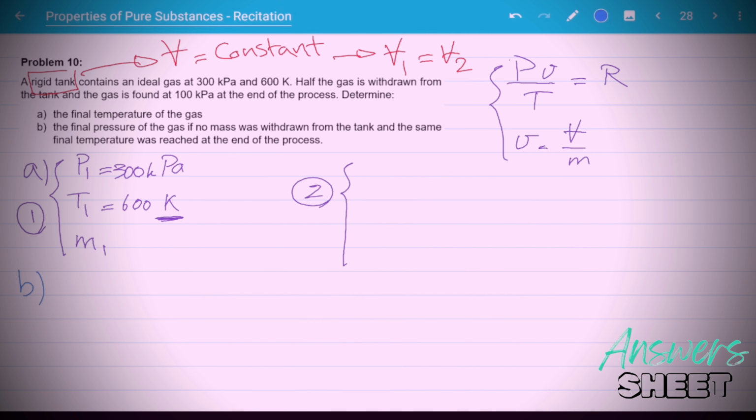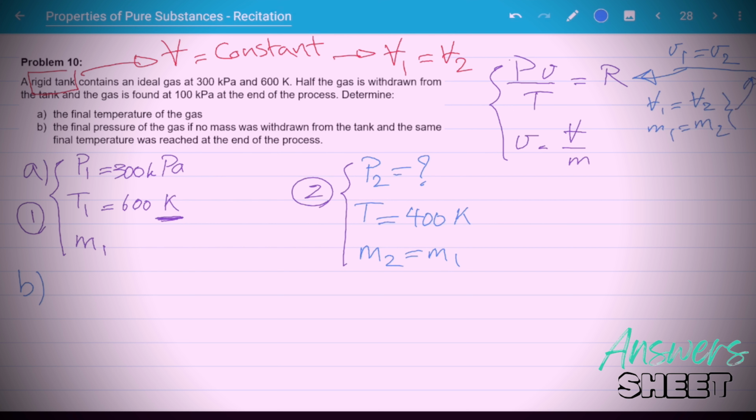Okay, so for part B, we are asked to find the final pressure if the final temperature is the same, which is 400 degrees Kelvin that we just found out, and no mass has been withdrawn. So the second mass is actually equal to first mass. So again, we're going to use the ideal gas equation. Now this time, because the mass has not changed, it means that the specific volume at the initial and final states are the same, because both volumes are the same and both masses are the same. So specific volumes are the same.